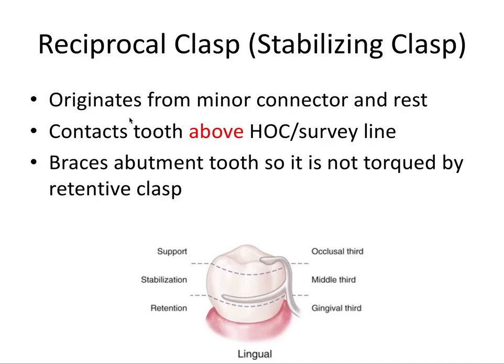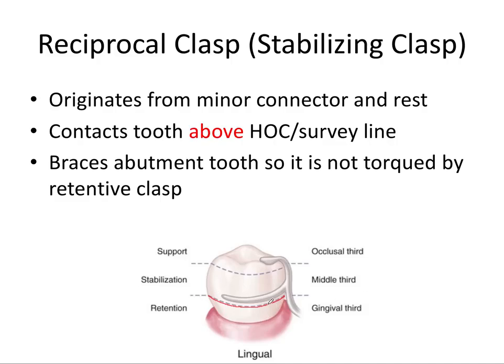And this one again is going to originate from the minor connector and the rest area. And this one is going to contact the tooth above the height of contour, also known as the survey line. And that's every part of this clasp, so we don't want any part, including the tip, to be contacting underneath the height of contour. Again, we can draw it in. At least in this image, it seems like they're sticking with the height of contour being this line between the gingival and middle thirds, but this depends on which tooth, the specific patient's tooth anatomy, and a lot of other factors.